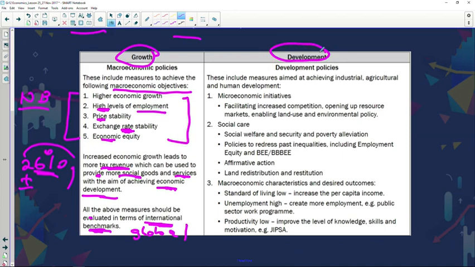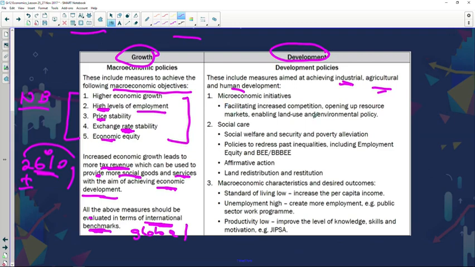So the development policies that we're going to look at include measures aimed at achieving industrial, agricultural, and human development. These are important sectors because if we have more activity happening in the industrial sector, in the agricultural sector, and also human development, in terms of upskilling people with the right skills and expertise that they need in order to participate in economic activity, that will all happen under these development policies. So the first point is the microeconomic initiatives.